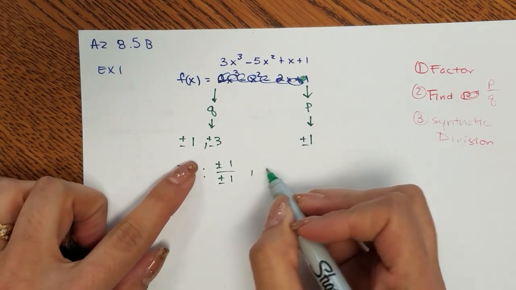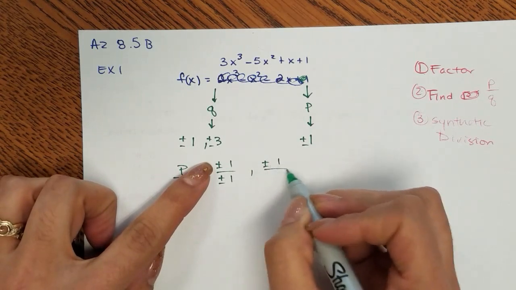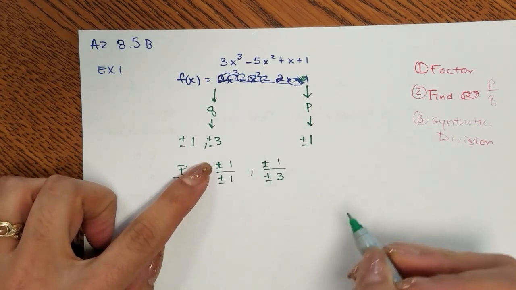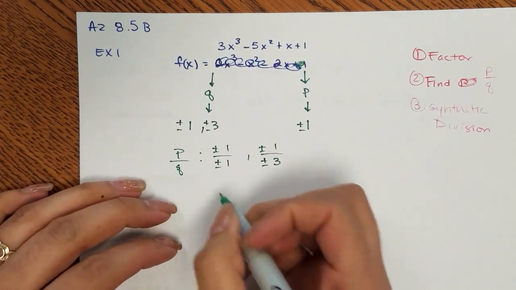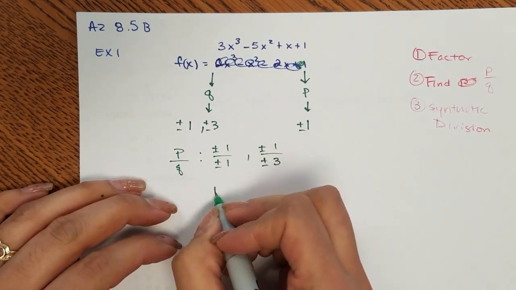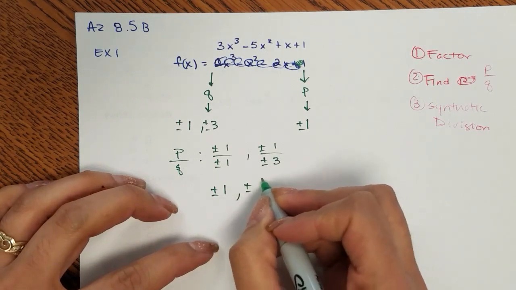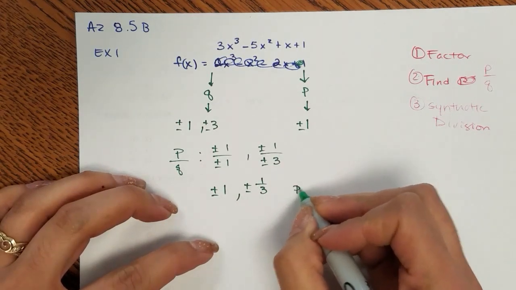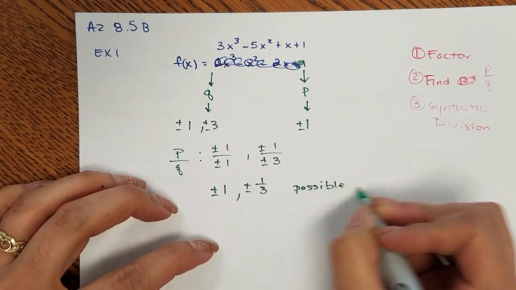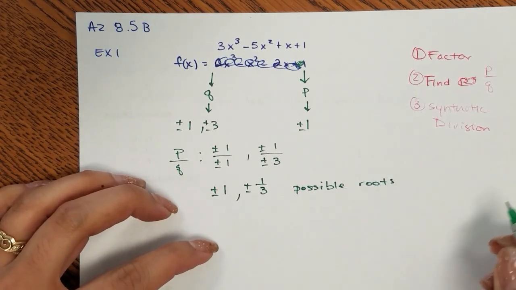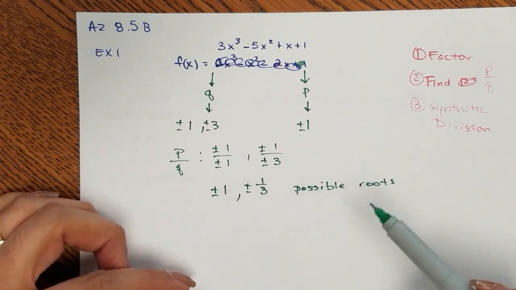Okay, and it gives you plus or minus 1 over plus or minus 3. So we're going to simplify this where we can, okay? 1 over 1 is just 1, so we get plus or minus 1 here. This isn't going to simplify, so we just get plus or minus 1 over 3. These are all of your possible roots here. Okay, so some of these might be real and some of these might be imaginary.